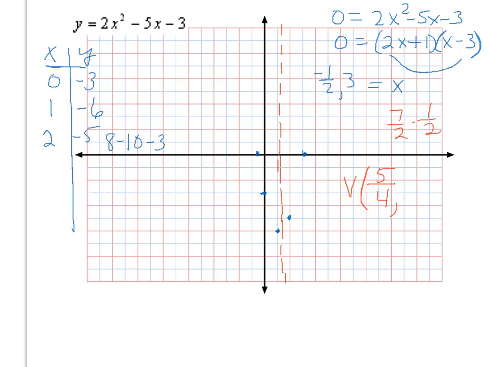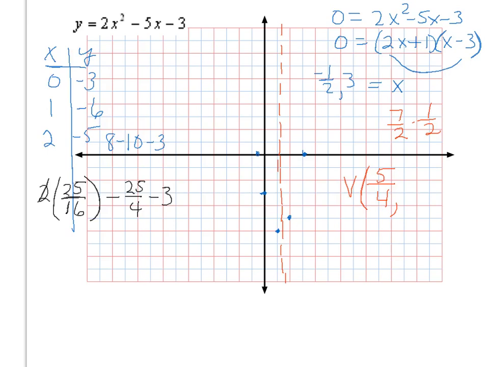So I'm going to plug in 5/4 and just do the arithmetic here on the left, right underneath the x-axis. So it'll be 2 times 5/4 squared, so 25/16. Don't get thrown by the fraction, it's just going to be arithmetic. And then minus 5 times 5/4 is 25/4. Remember, 5 is 5 over 1, so 5 times 5 and 1 times 4. And then minus 3.